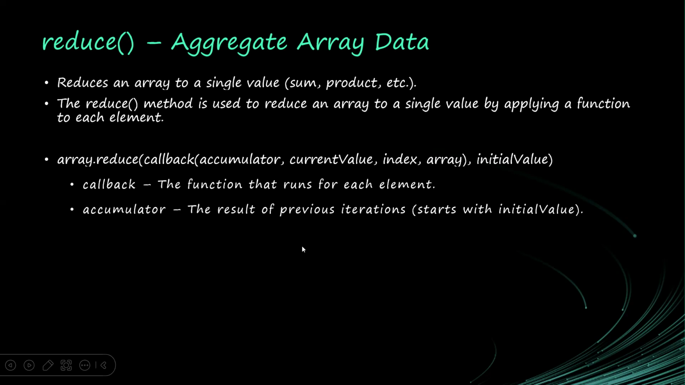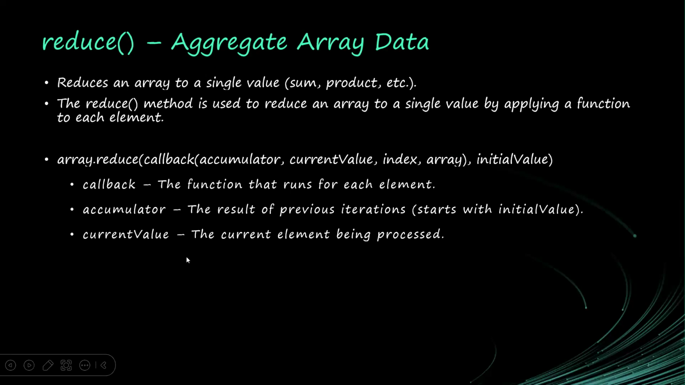So the accumulator is where you're now storing your results. If you're doing something for each element, like multiplying them, the result will be stored in the accumulator. And the initial value is basically what the initial value of the accumulator should be. So it starts with the initial value. The accumulator is the result of the previous iterations. So it will start with the initial value.